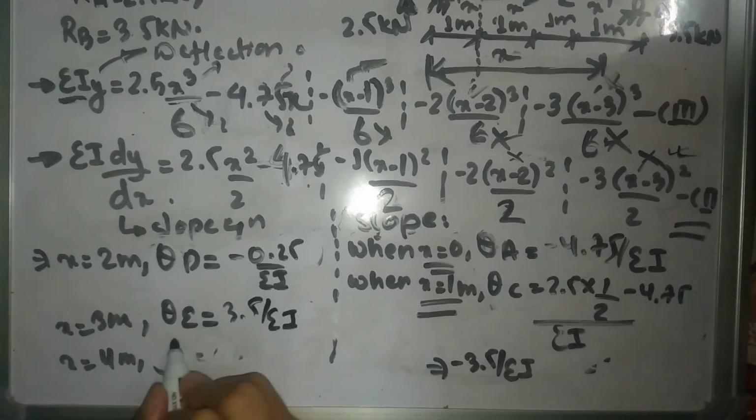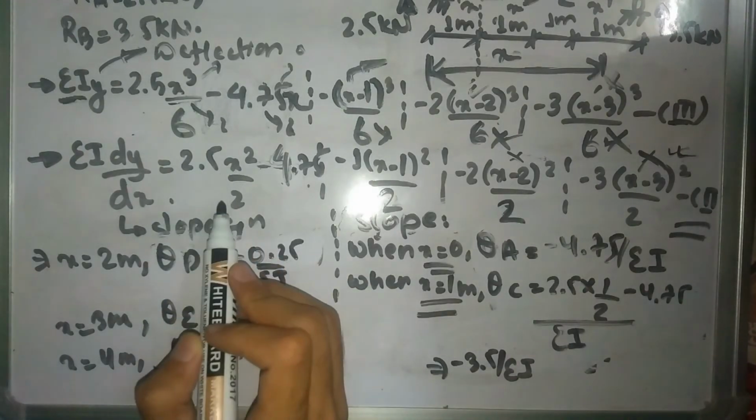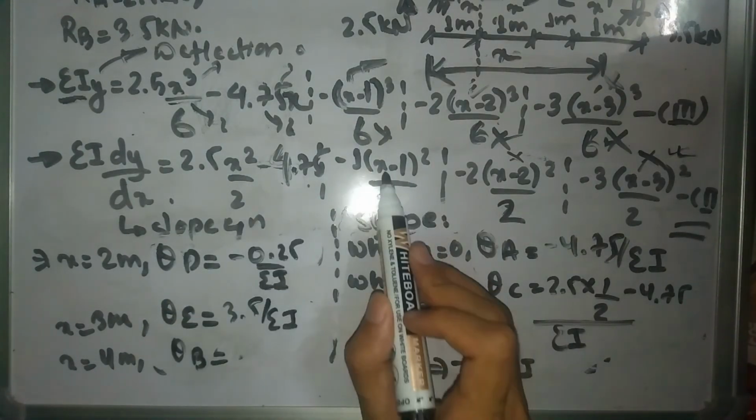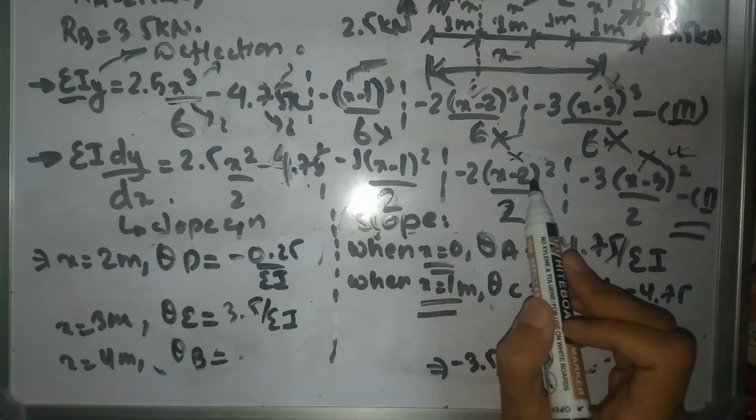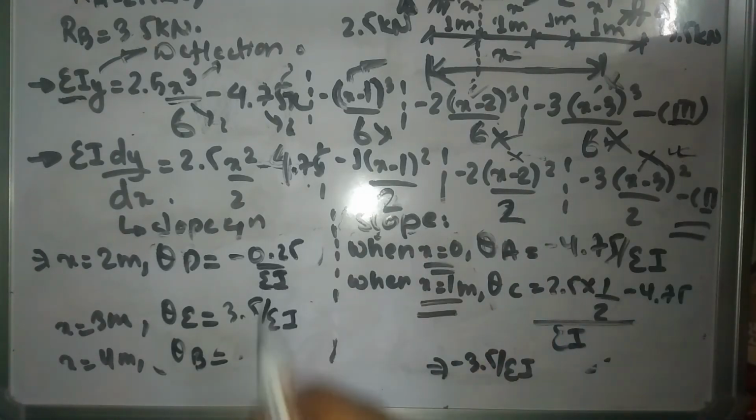And finally, when substituting x equals to 4 meter, we're going to get 2.5 into 4 square by 2 minus 4.75 minus 4 minus 1, 3 included, 4 minus 2, 2 included, 4 minus 3, 1 included. So we're going to get our value as finally 5.25 divided by EI. So in this way, using Macaulay's method, we can calculate our deflection as well as slope for our beam.